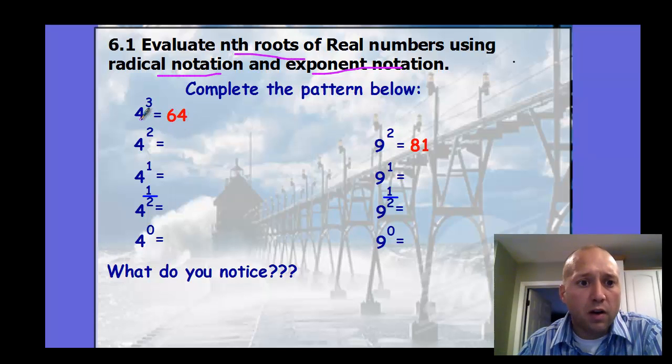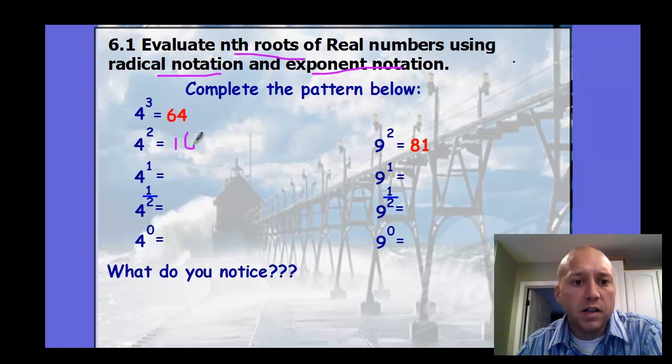Looking at this pattern, 4 cubed is 64, 4 squared is 16, 4 to the first is 4. Let's skip this one for a second. 4 to the 0 is 1. Looking at this pattern, 64 to 16 to 4 to 1, what's happening here? What would 4 to the 1/2 be? What would the process be? Well, we're dividing by 4 to get 16, dividing by 4 to get 4, dividing by 4 to get 1. So right in the middle would actually be 2.